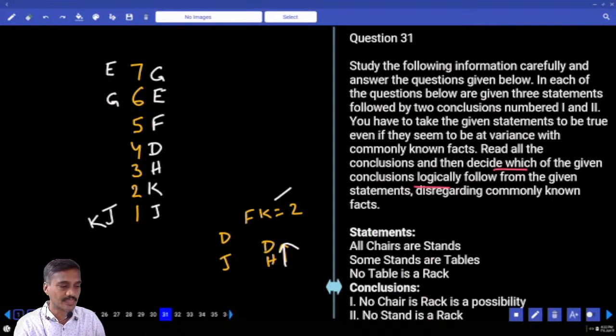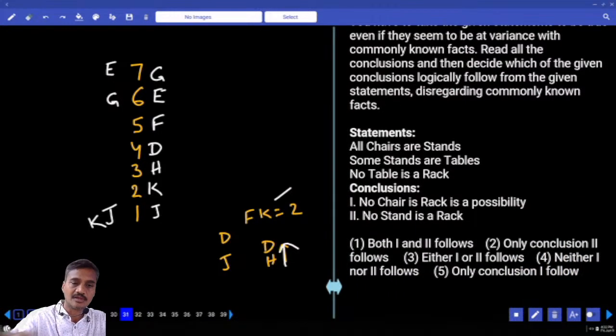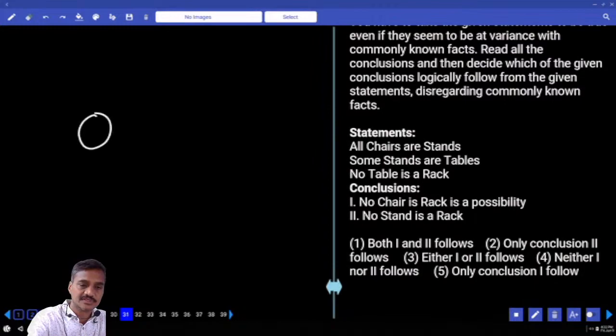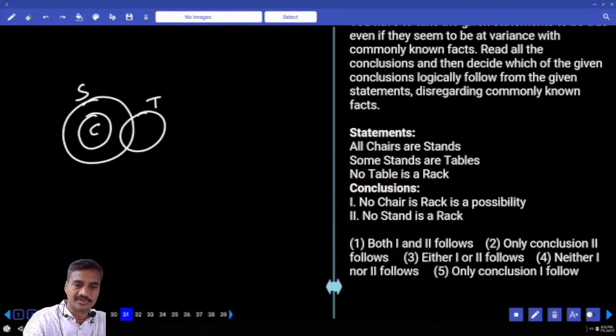The next one, question number 31. And 31 onwards, it is based on 31 to 33. They are based on syllogisms, logically follows. All the chairs are stands. Now some stands are tables, and no table is a rack. No intersection between table and rack. And no chair is rack is a possibility.